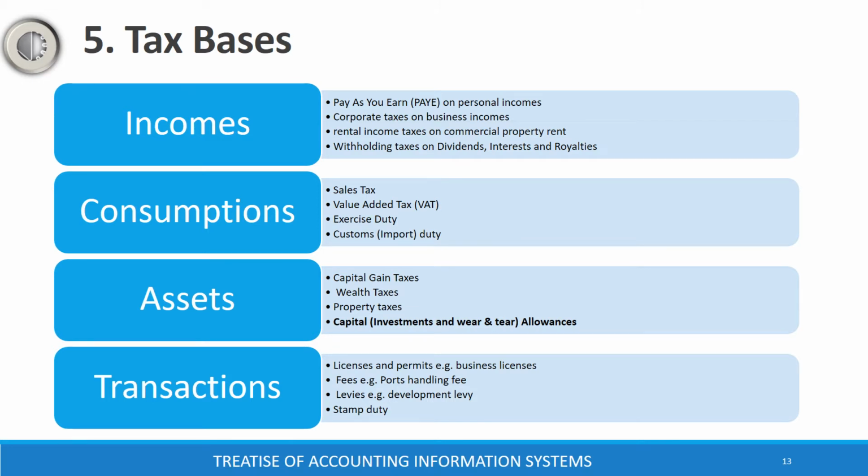Taxes levied on transactions are licenses and permits such as business licenses, fees such as boat handling fees, levies such as development levies, and stamp duties.